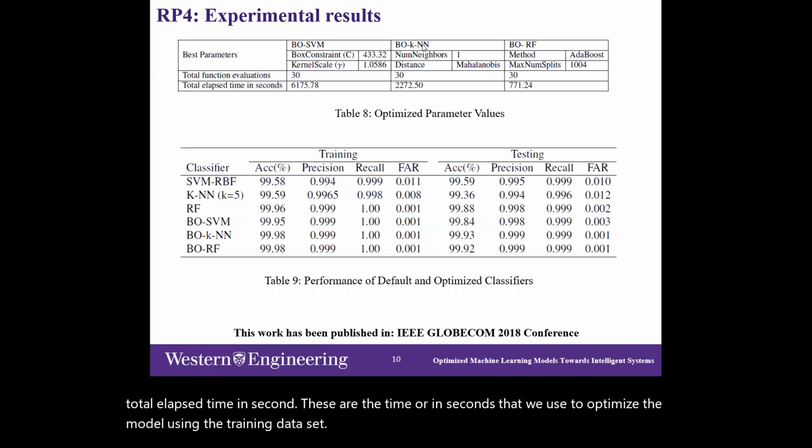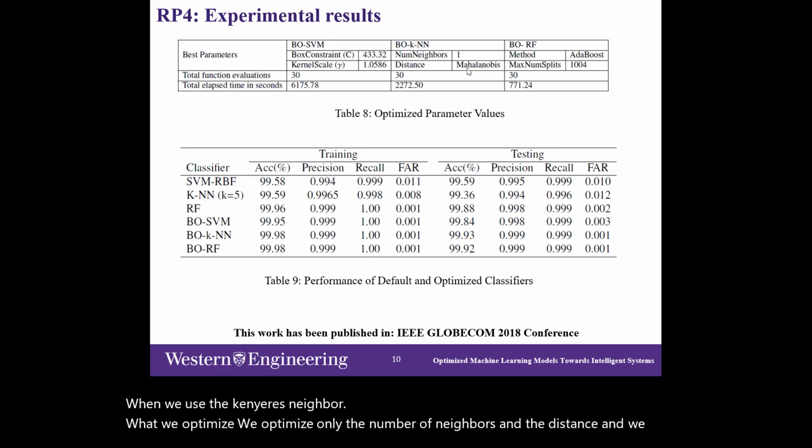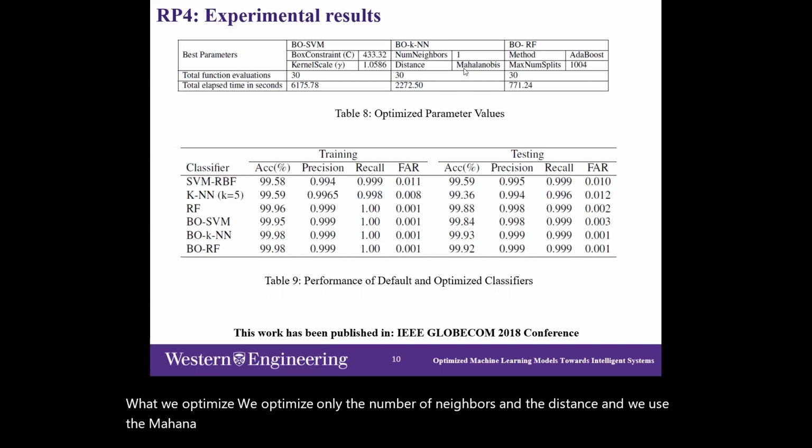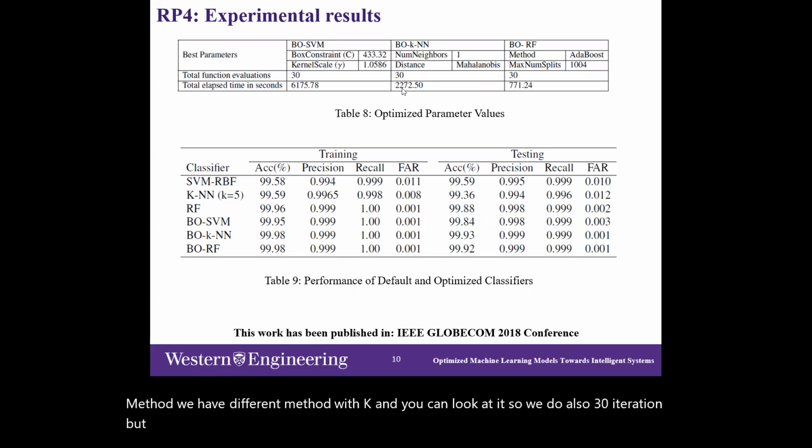When we use the k nearest neighbor, we optimize only the number of neighbors and the distance, and we use the Mahalanobis method. We have different methods with K and N. You can look at it. So we also do 30 iterations, but it took less time, which is 2200 seconds.